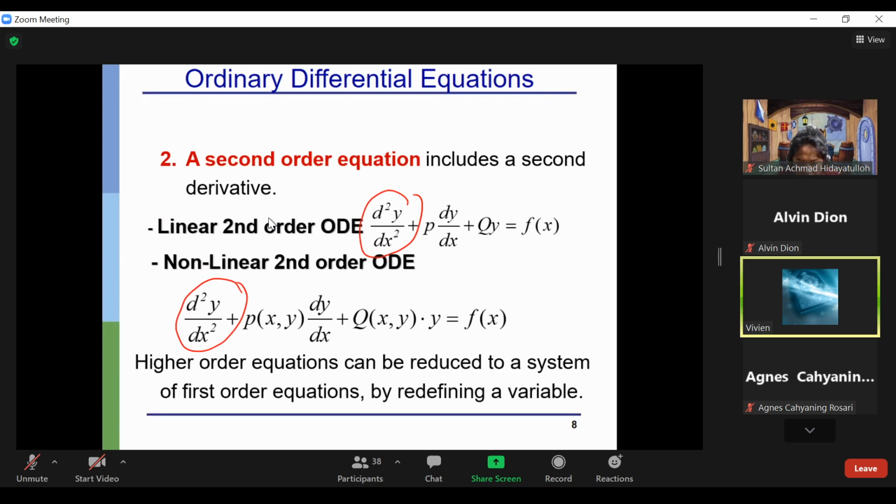In general, if we have higher order equations, those equations can be reduced to a system of several first order equations by redefining a variable. It means that we do a substitution to a variable so that it can be split or reduced to several first order equations. We will see about that again later.